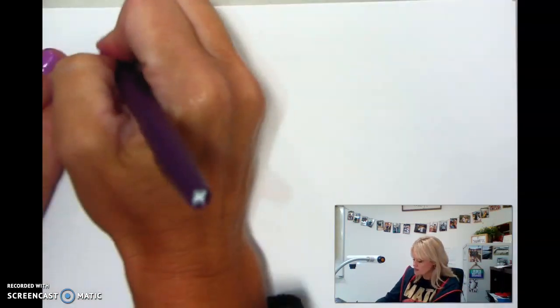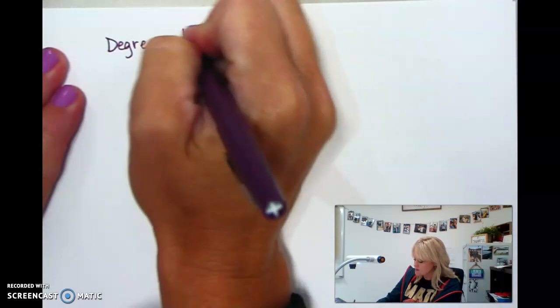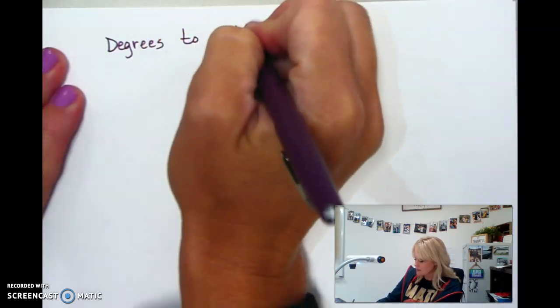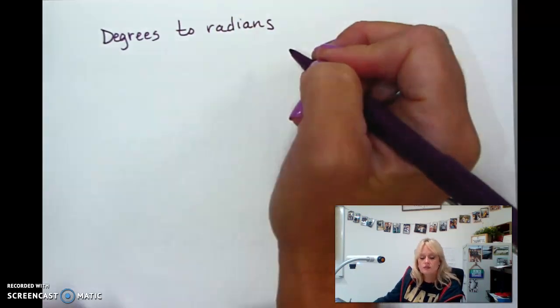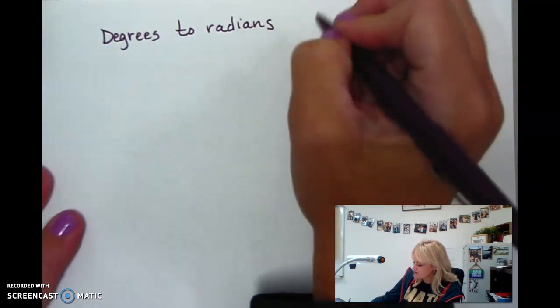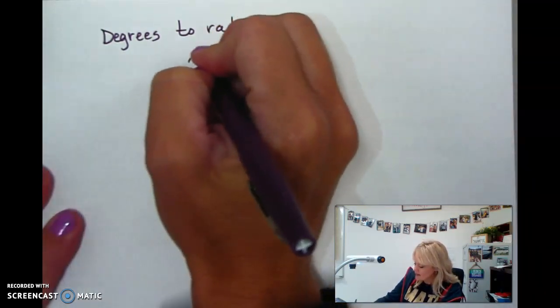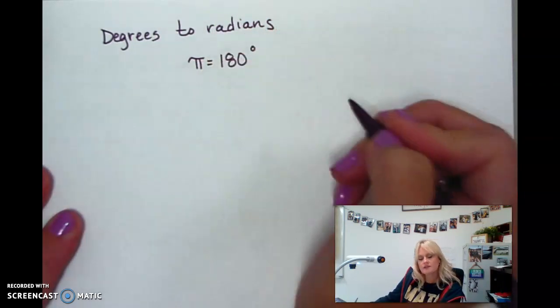The second part of this lesson is converting degrees to radians or radians to degrees. Now, the conversion factor is going to be used both times. It just depends on which way we use it. The conversion factor is pi equals 180 degrees.